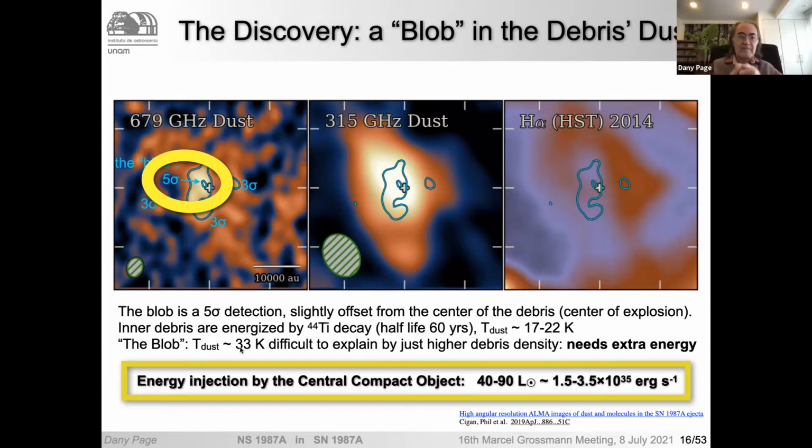luminosity, an extra source. We examined this in detail, and it turned out that the radioactivity of the titanium, which heats dust, cannot be responsible for this extra 40 solar luminosity. The blob is not deep enough. Even if it were a concentration of titanium 44 there, the blob is basically optically thin to the gamma rays from the titanium. So it cannot be heated by the titanium itself by some anomaly in the density. There is an extra source there. And then the question, of course, is what is this extra source?